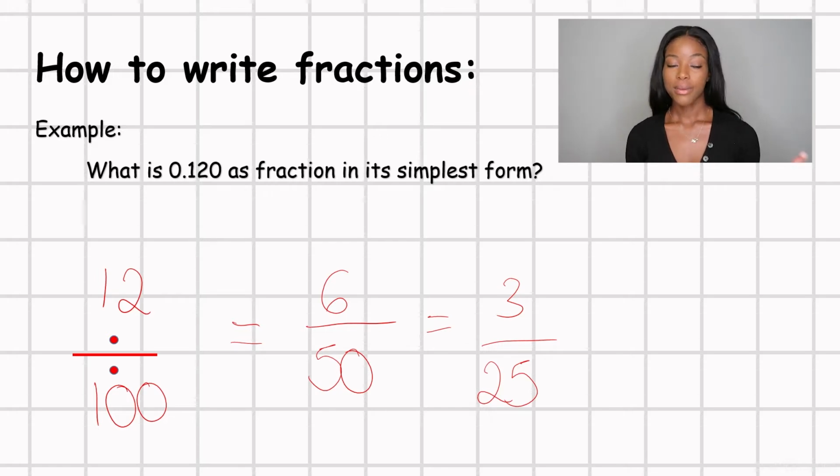A simpler way to do it, if you were able to recognize that 4 goes into both 12 and 100, then you could have divided the numerator by 4 and the denominator by 4 straight away. So we would have done 12 divided by 4, which is 3, and 100 divided by 4, which is 25, and that would have just saved you that extra step. But I would always say, when in doubt, just go step by step and you can't go wrong.